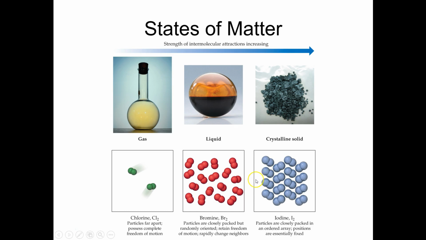They're all nonpolar. So why is it that chlorine is a gas at room temperature, bromine's a liquid at room temperature, and iodine is a solid at room temperature? Well, we're going to try and answer those questions in the subsequent slides.